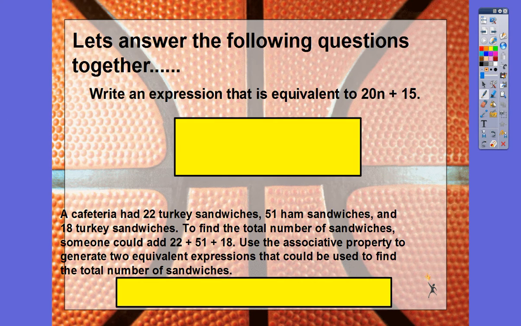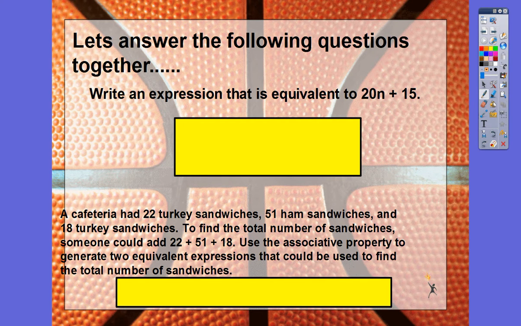Okay. Let's answer the following questions together. Write an expression that is equivalent to 20n plus 15. Okay, so the first thing that I do here is I ask my students, are there any parentheses? And of course, they're going to tell me no. And then I ask them, okay, well, what's different about this problem than a regular addition problem? And this is where they're going to need that think time. They're going to need time to realize that, okay, wait a second, there's something different. She wants us to find something.